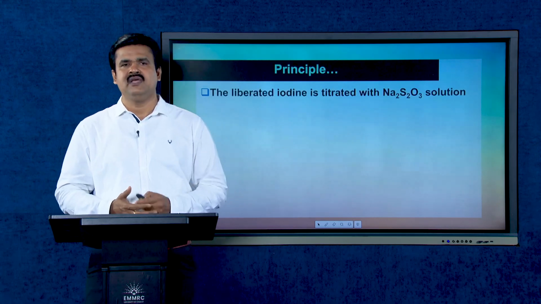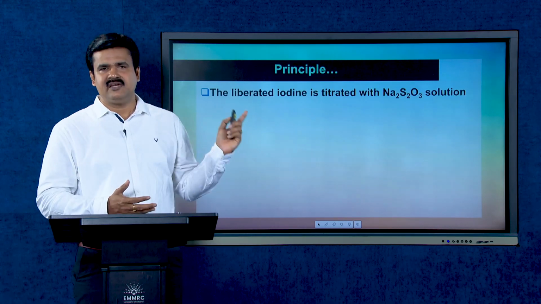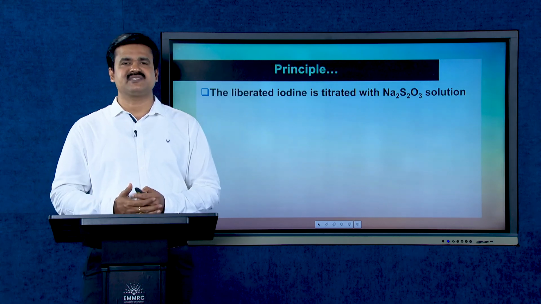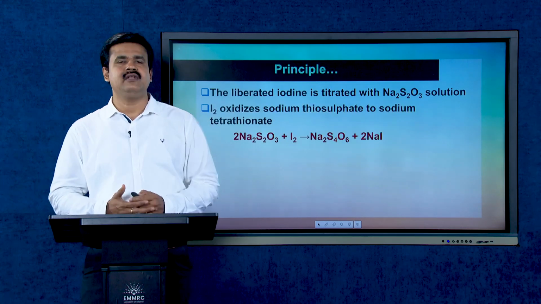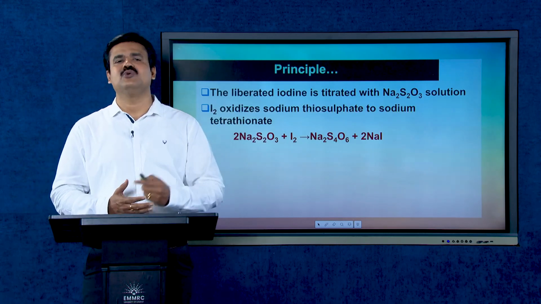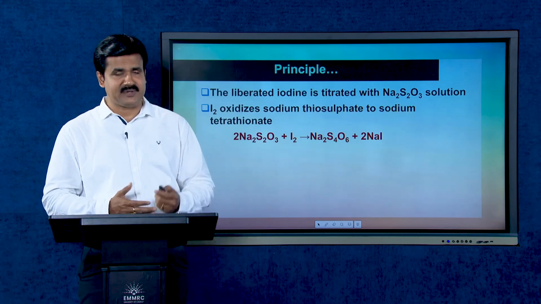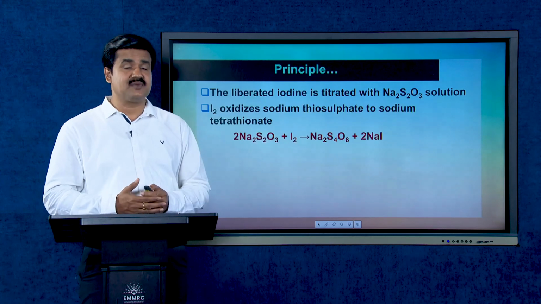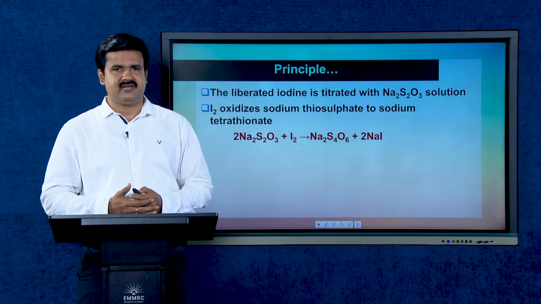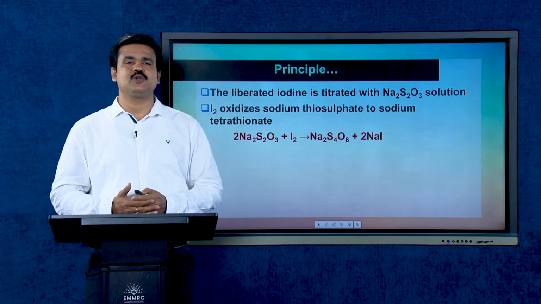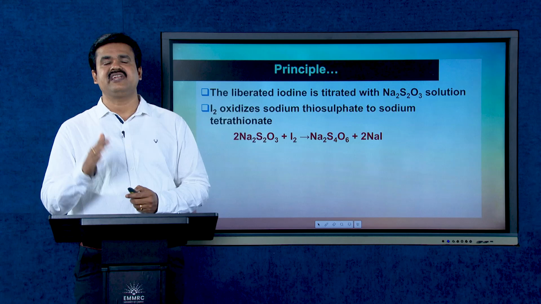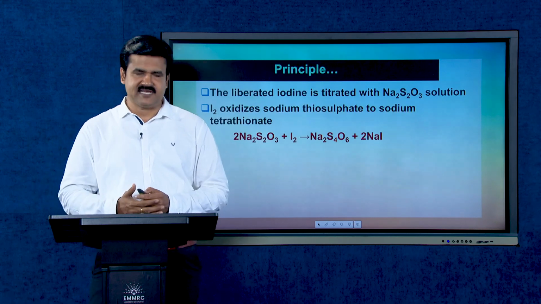Now, the liberated iodine during this reaction can be titrated with the sodium thiosulfate solution. Iodine oxidizes sodium thiosulfate to a new compound, sodium tetrathionate. This is the reaction responsible for the oxidation of sodium thiosulfate by iodine: 2Na2S2O3 plus I2 produces Na2S4O6, that is sodium tetrathionate, and sodium iodide will also be obtained.